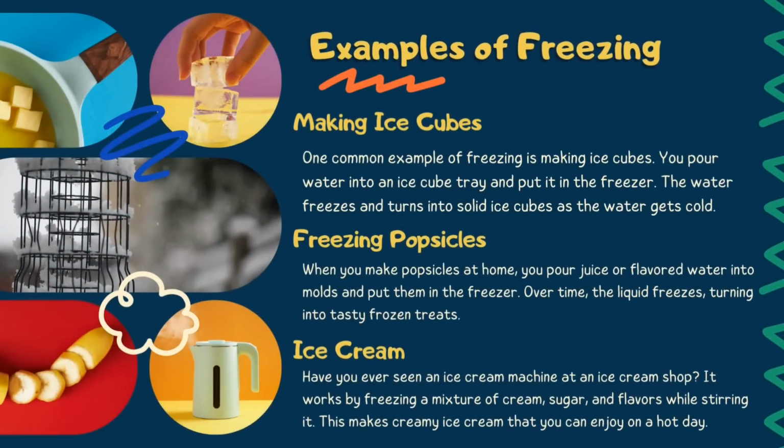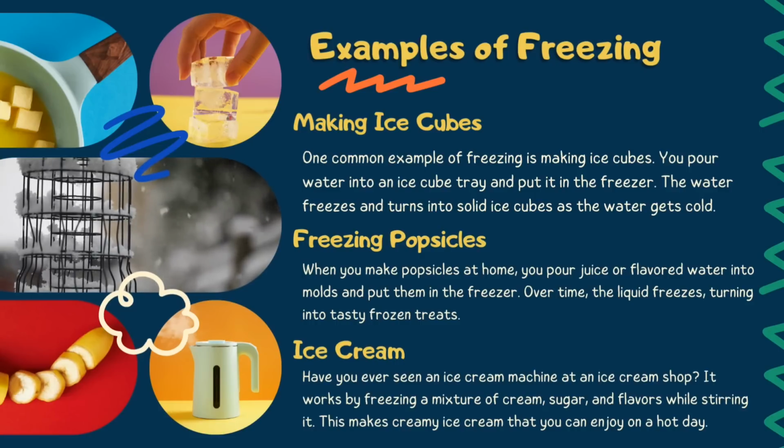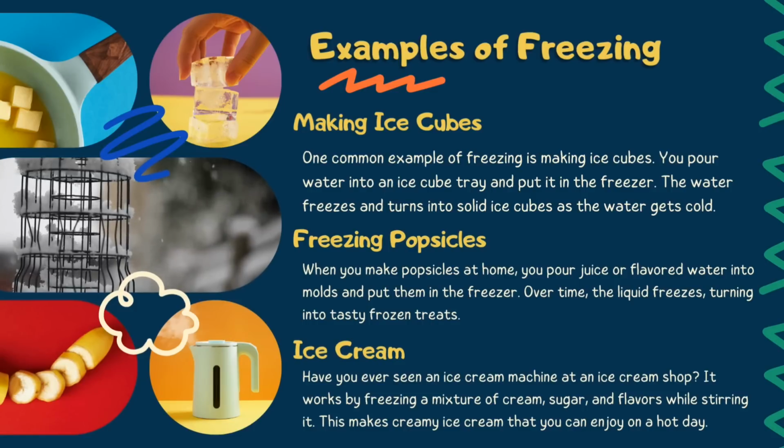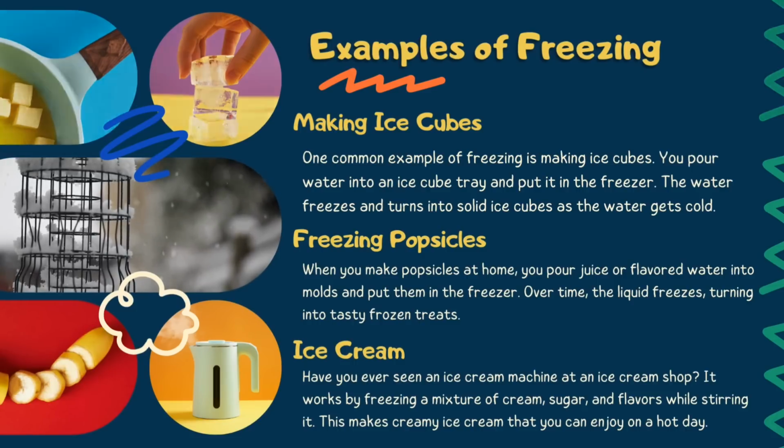We have examples of freezing, making ice cubes. Kanina, melting ice. Now, ngayon naman, making ice cubes. One common example of freezing is making ice cubes. You pour water into an ice cube tray and put it in the freezer. The water freezes and turns into solid ice cubes as the water gets cold. So, same thing with freezing popsicles and ice cream. Have you ever seen an ice cream machine at an ice cream shop? It works by freezing a mixture of cream, sugar, and flavors while stirring it. This makes creamy ice cream that you can enjoy on a hot day.